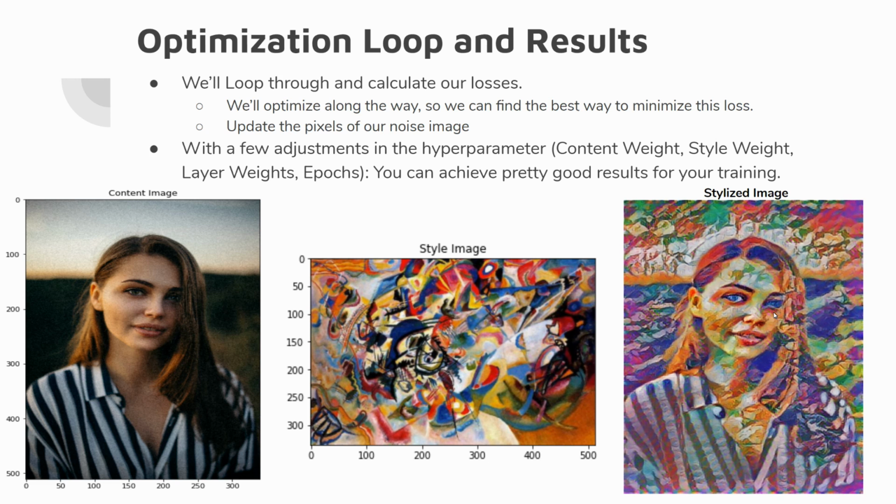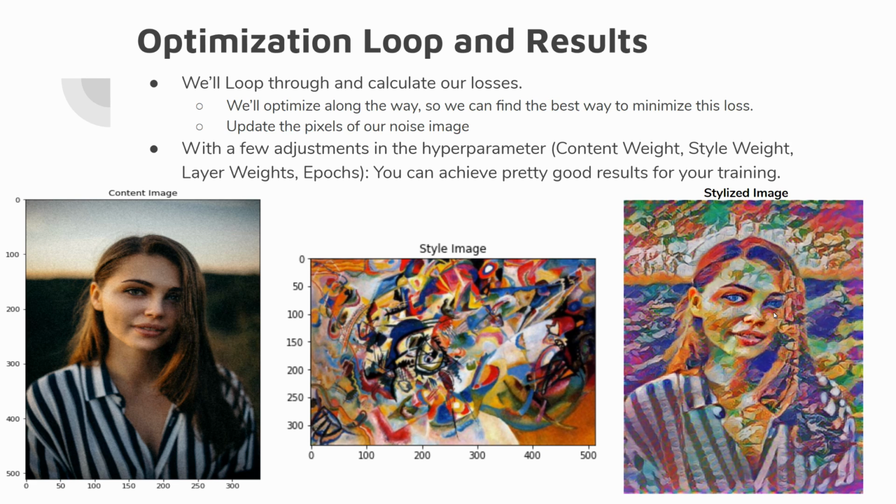So now we're almost done with this. Basically we have an optimization loop. We loop through and calculate our losses, the content loss and style loss, and to get a better picture, there's something called a total loss, which helps with the stability of the photo more or less. As we go through it, we update the pixels on the noise image and then optimize, or find a way to minimize all the losses.